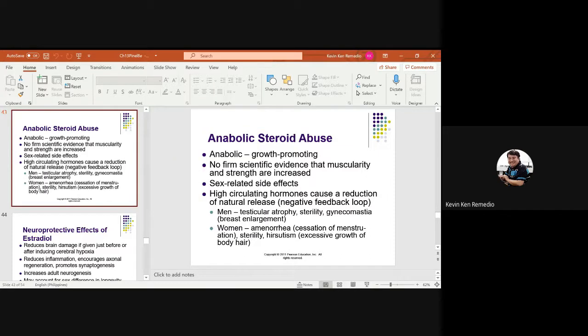For women, there is amenorrhea, meaning menstruation stops. Again, sterility and hirsutism. Hirsutism: excessive growth of body hair. Okay?